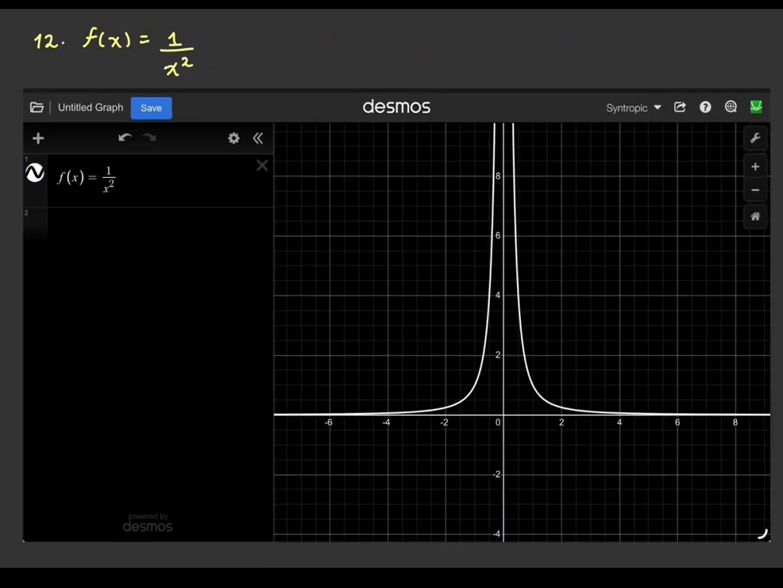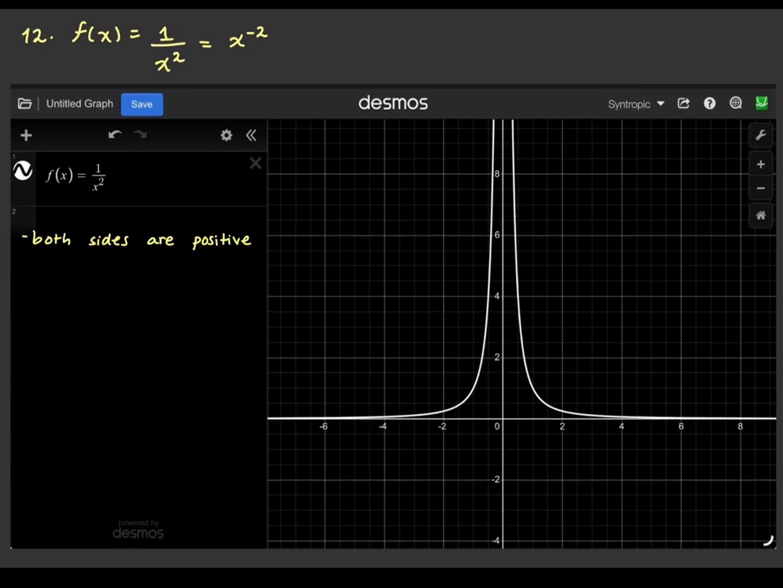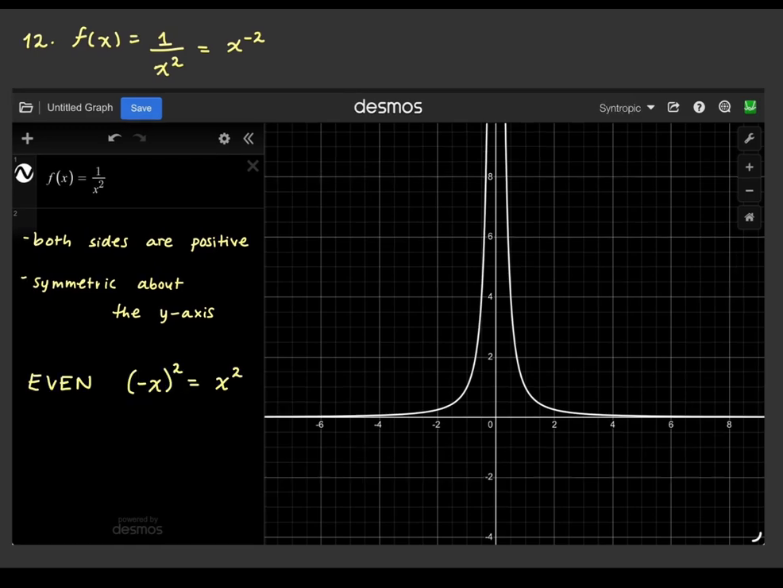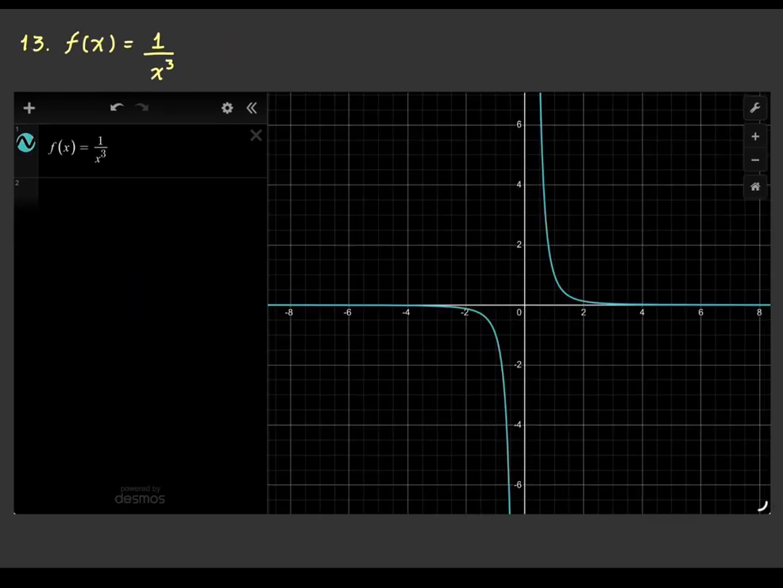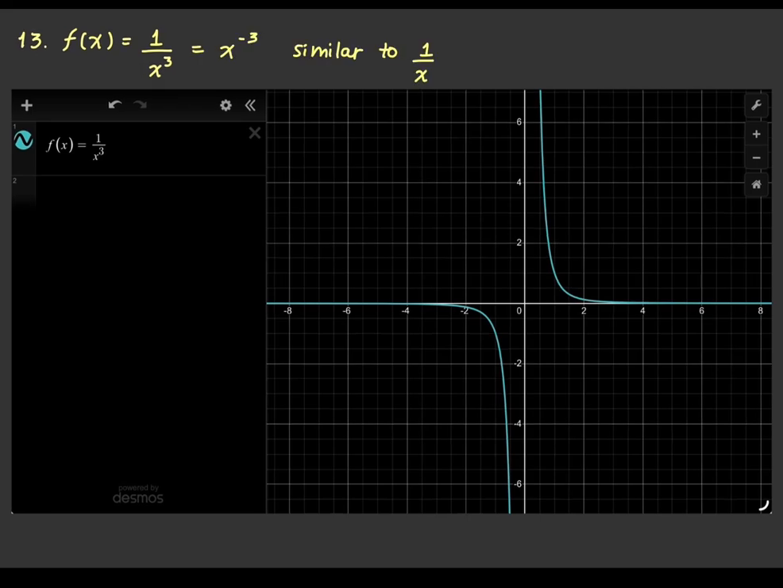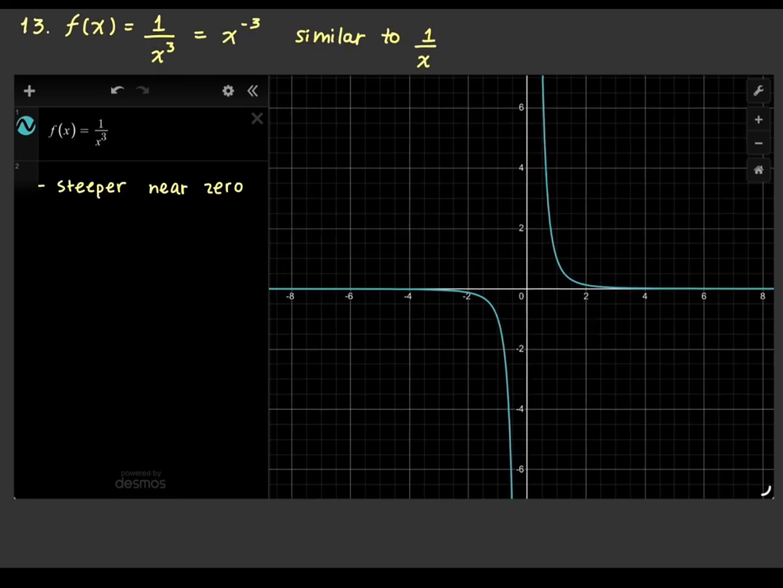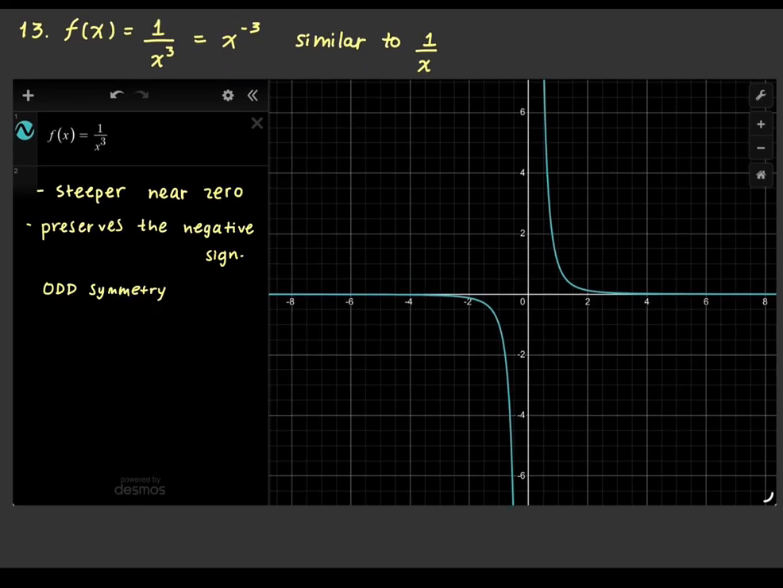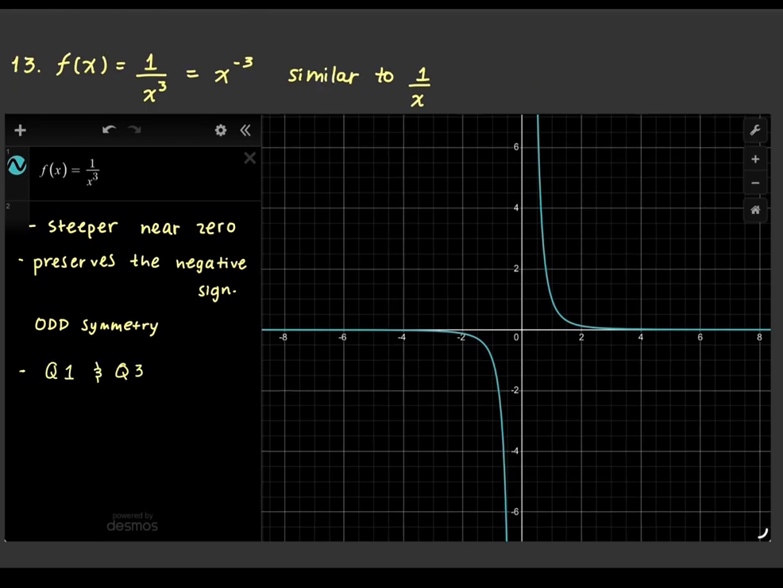Next, f of x equals 1 over x squared. In this graph, both sides are positive and it is symmetric about the y-axis, making it an even function. Now f of x equals 1 over x cubed. This graph is similar to the first odd rational function, but it is steeper near 0. And again, this graph preserves the negative sign, giving it odd symmetry. And we have branches at quadrants 1 and 3, with a more dramatic curve.